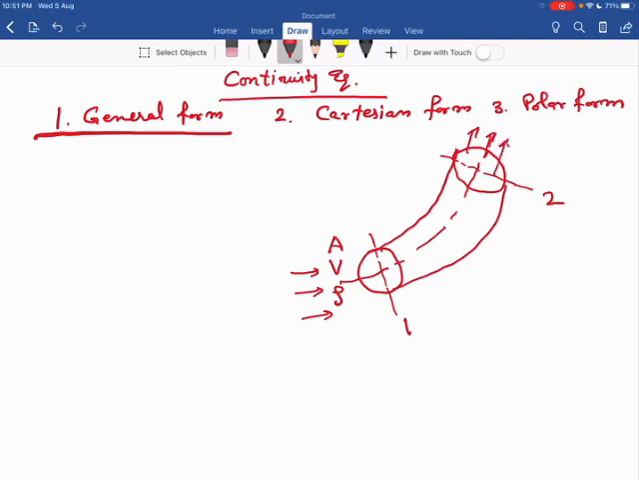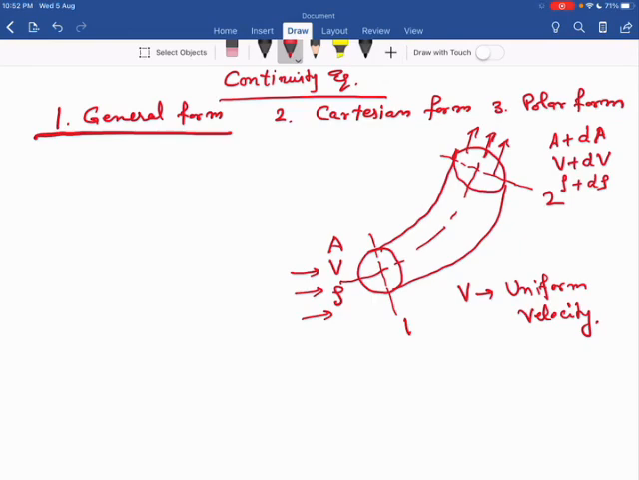At section 2, we have cross sectional area A plus dA, velocity V plus dV, and density rho plus d rho. So A is for cross sectional area, V is for velocity, and rho is the density or mass density. Here V is the uniform velocity. In the last class, I already explained to you the meaning of uniform velocity. So at section 1, V is the uniform velocity, and at section 2, V plus dV is the uniform velocity.